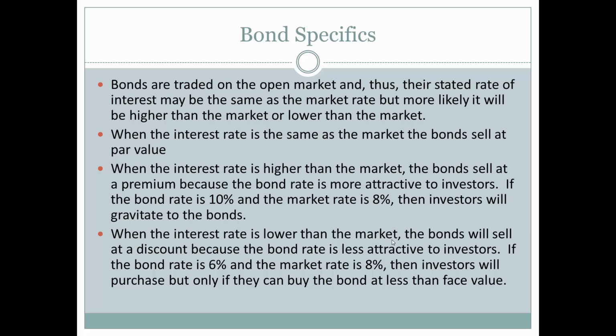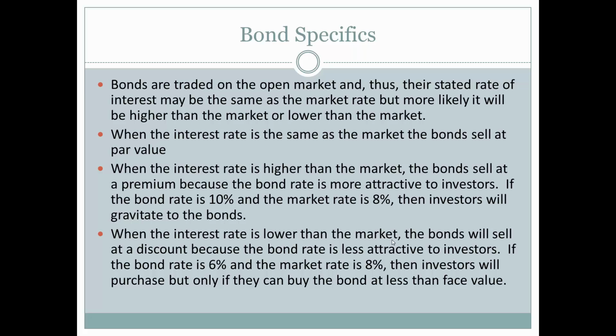Bonds are traded on the open market, and thus their stated rate of interest may be the same as the market rate, but more than likely it will be higher or lower than the market. When the interest rate is the same as the market, the bonds will sell at par value. When the interest rate is higher than the market rate, the bonds will sell at a premium because the bond rate is more attractive to investors. If the bond rate is 10% and the market rate is 8%, then investors will gravitate to the bonds.